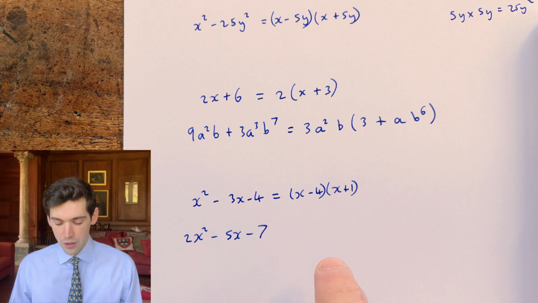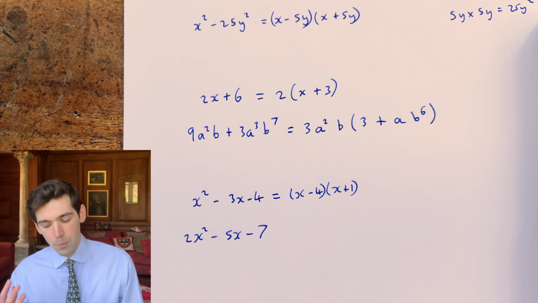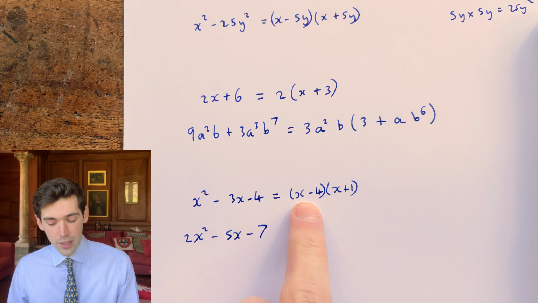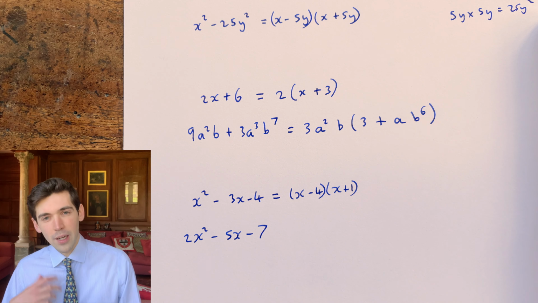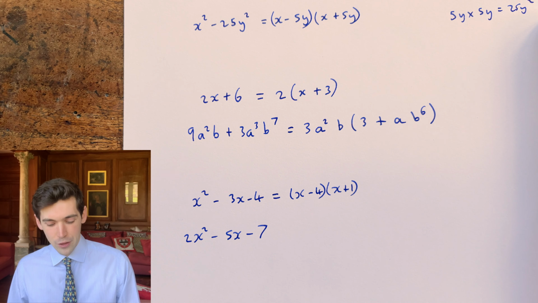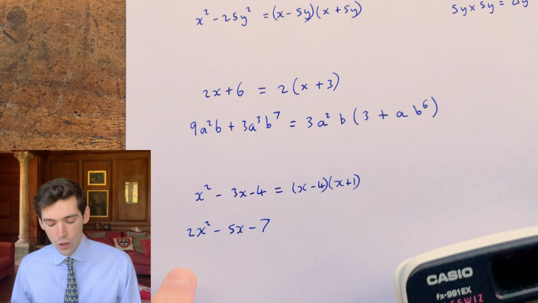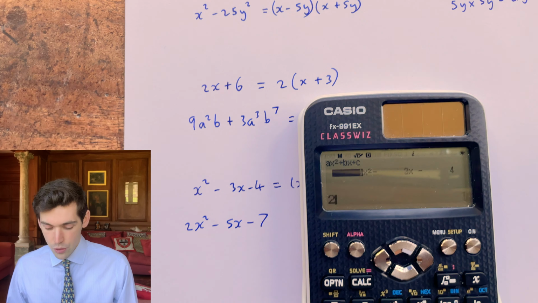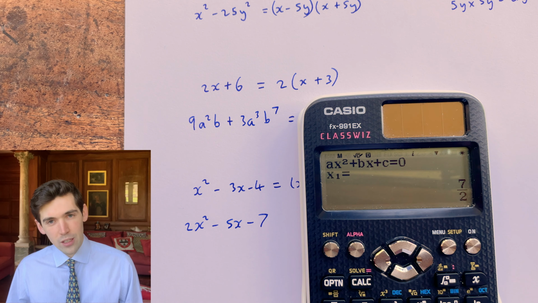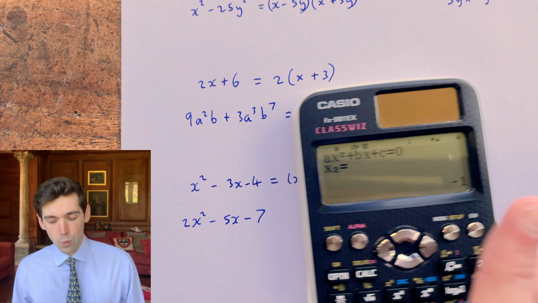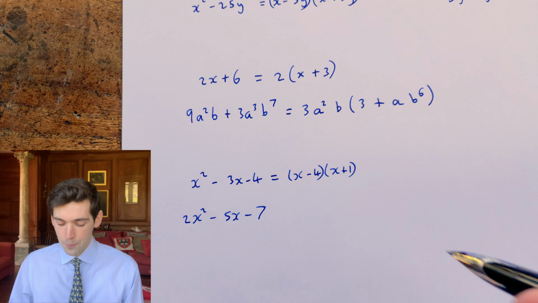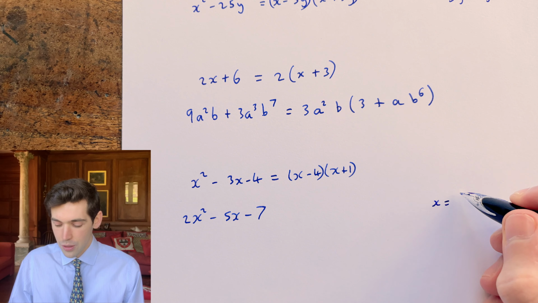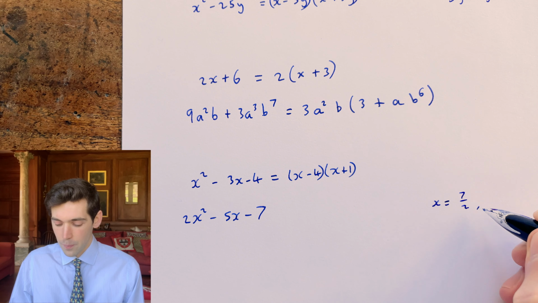Now that's important because if 4 is a solution, then x minus 4 is a factor, hence the x minus 4 here. And if minus 1 is a solution, then x plus 1 is a factor. Now we can do the same thing on this expression here. So if instead we put in 2, minus 5, minus 7 and press equals, we now get 7 over 2 and minus 1. So we'll write those down. We've got x equals 7 over 2 and x equals minus 1.